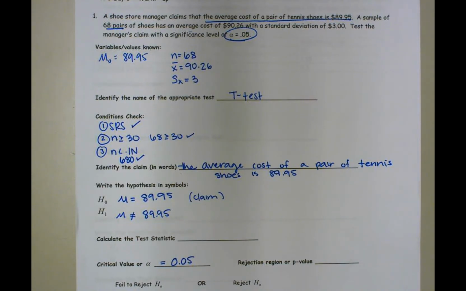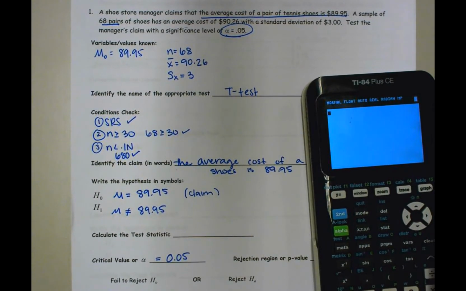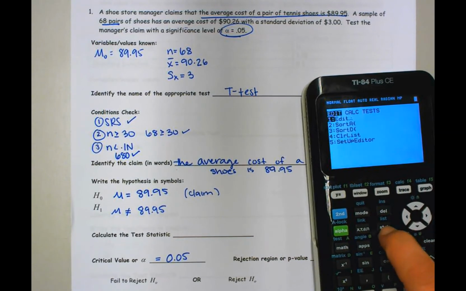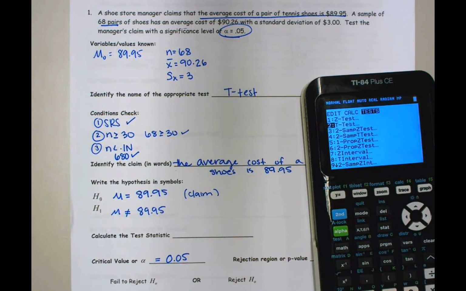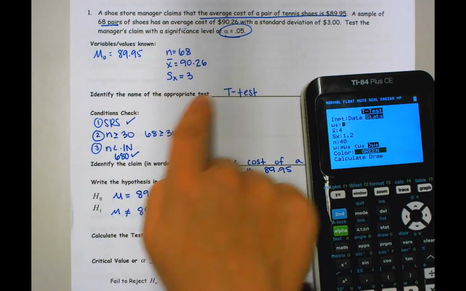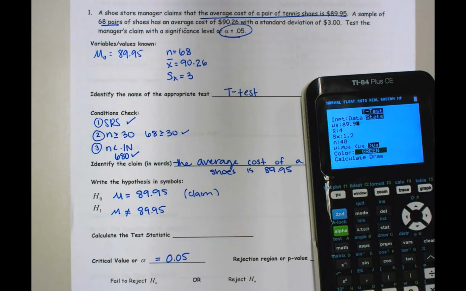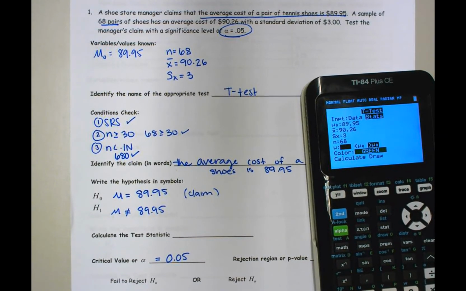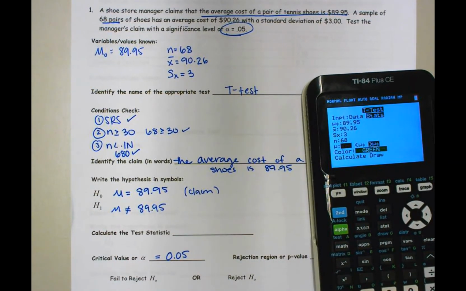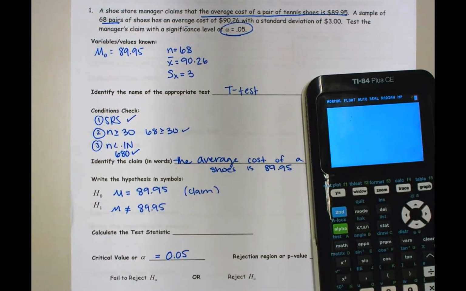Once we have this written down, we're able to run our test. So we're going to get our calculators. We hit the stat button, arrow over to test, and then we're doing number 2, which is the t-test. Then we're going to input the data that we had from the problem. Our initial value is $89.95. Our mean is $90.26. Our standard deviation was 3. And we had 68 that we were comparing it to. Our alternative hypothesis is that it's not equals. So we'll select this one and then hit calculate.